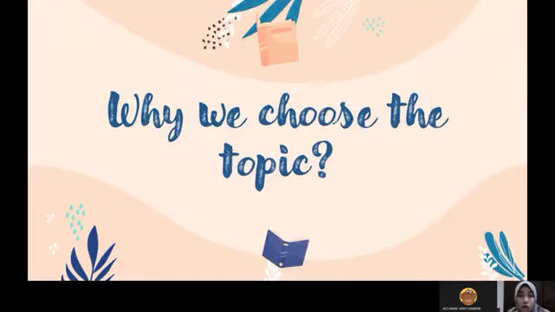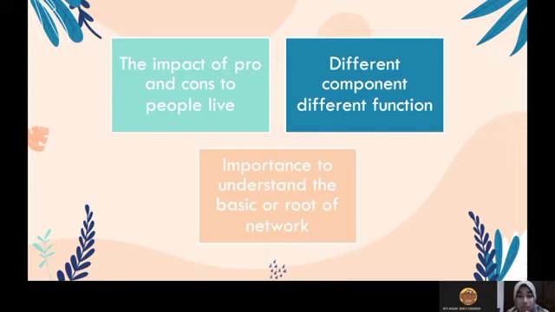So, why did we choose this as our topic today? It is because, the first thing, the impact of pros and cons to people's lives. The second one is different components, different functions. And the third one is the importance of understanding the basics or root of the network. So I will explain in more detail the impact of pros and cons to people's lives.